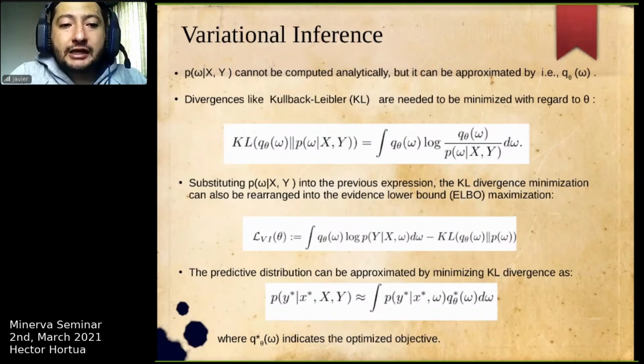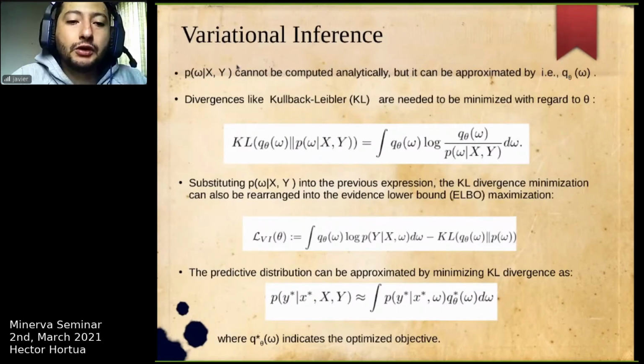The idea of variational inference is that since we cannot compute this posterior distribution over the weights analytically, we propose an approximate distribution, which I call Q, which depends on the weights but is also parameterized with this theta. For instance, if I approximate the posterior with a Gaussian distribution, theta is the mean and the variance. Since we want to approximate the posterior through this distribution Q, the idea is that Q is as close as possible to the posterior.